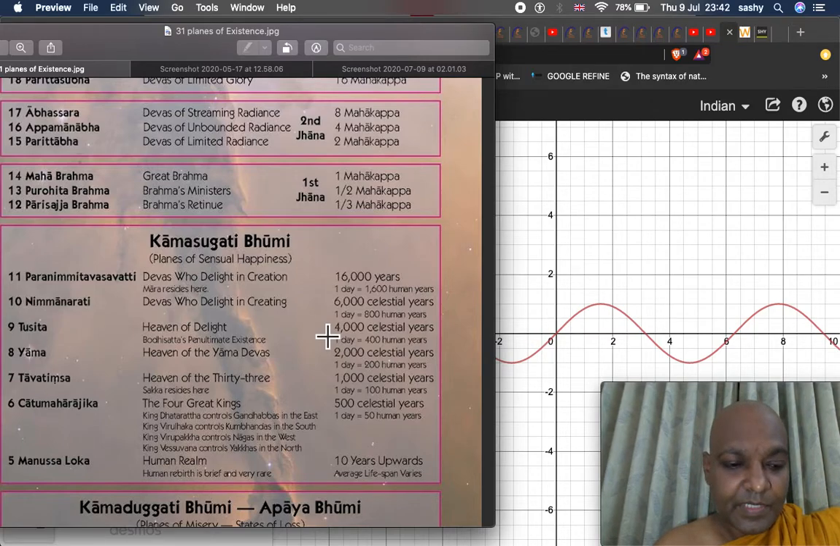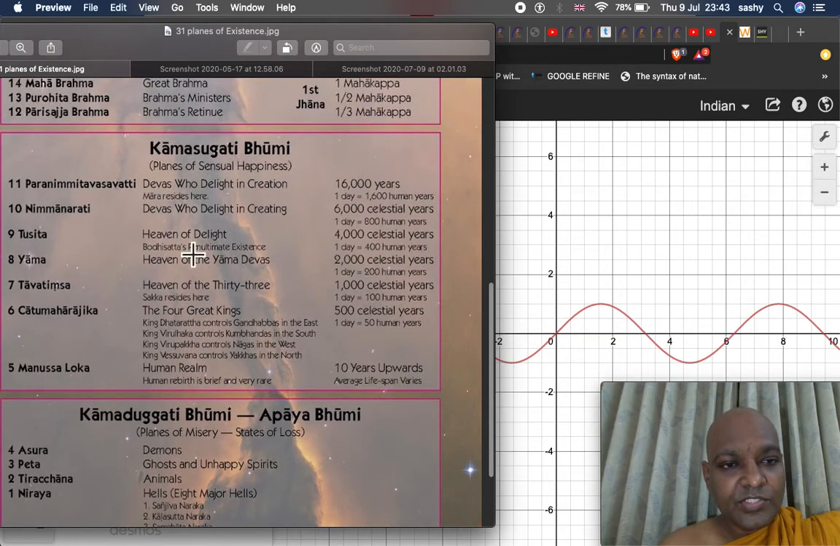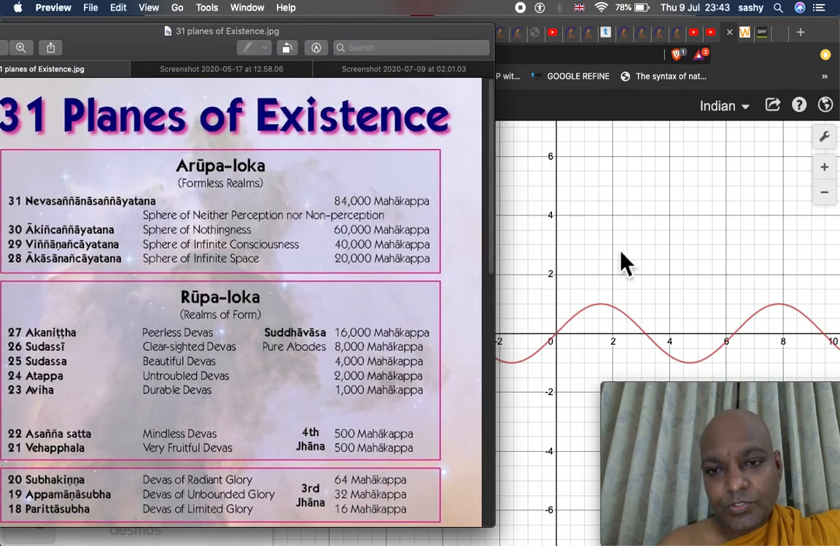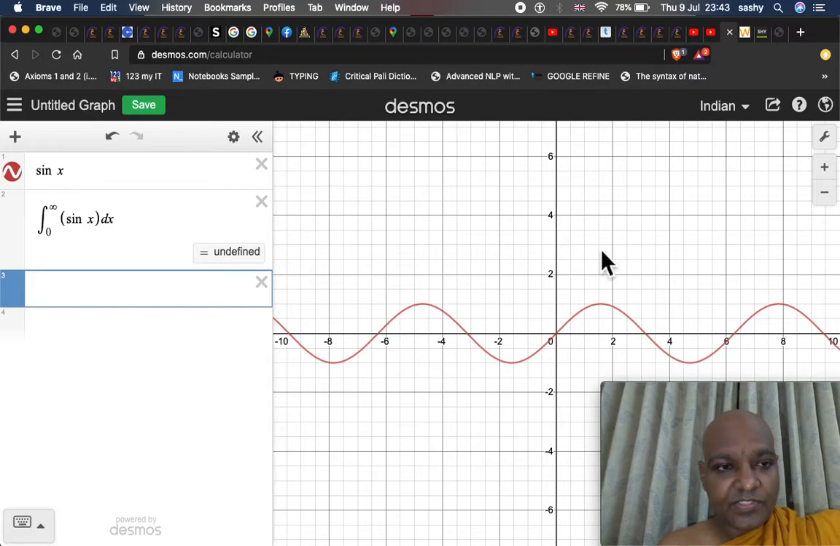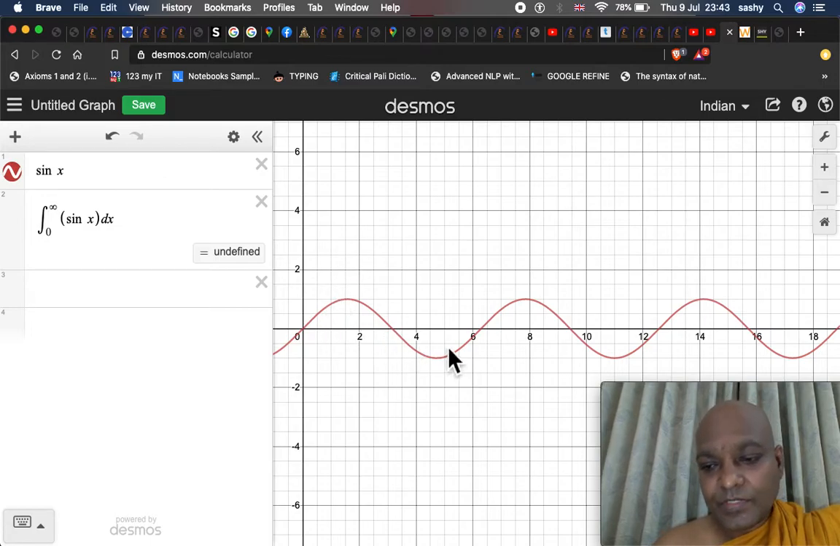But here is the difficult thing: the negative area below the x-axis, and the positive area above the x-axis, denotes the positive from birth 5 to birth 31. So what we can see here is that generally it's alternating.